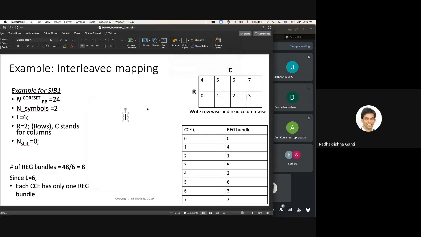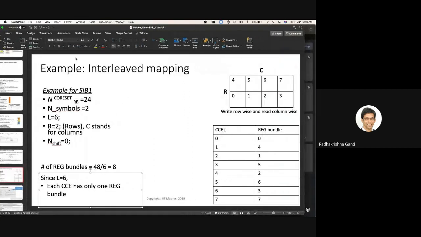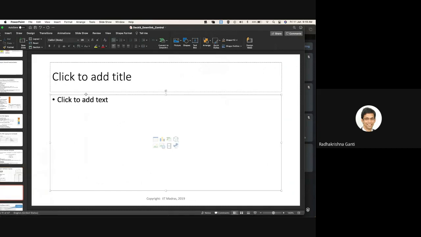Okay, so for some weird reason it's not connecting, but I'll just make a slide and we can write this up. I'll just type it here.